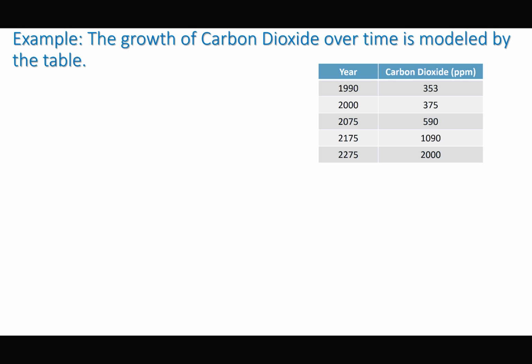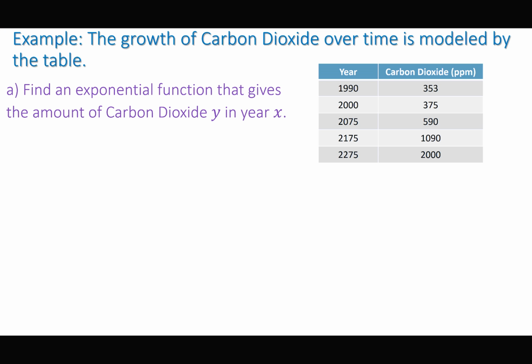They give us a table, and then we have to create an exponential function that models this data. Find an exponential function that gives the amount of carbon dioxide y in year x. I'll start this out: y will equal y sub 0 e to the kx. Rather than kt, they said in year x, so we're going to use x.